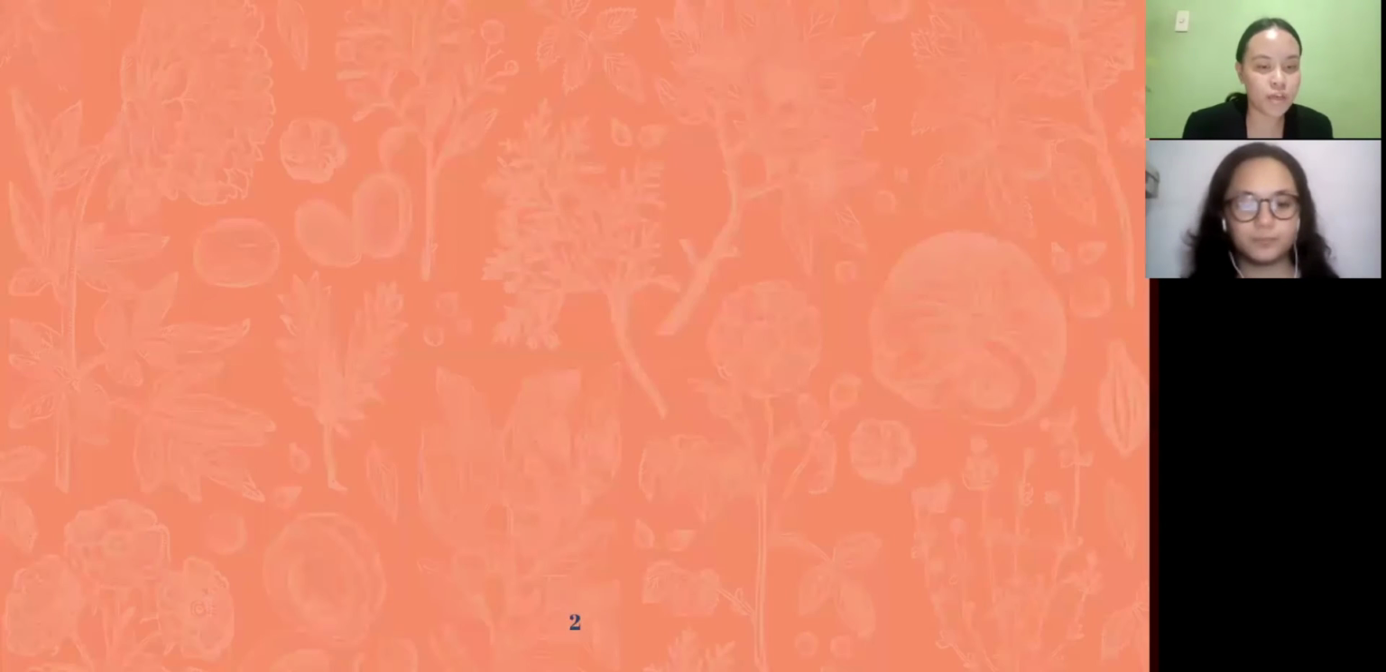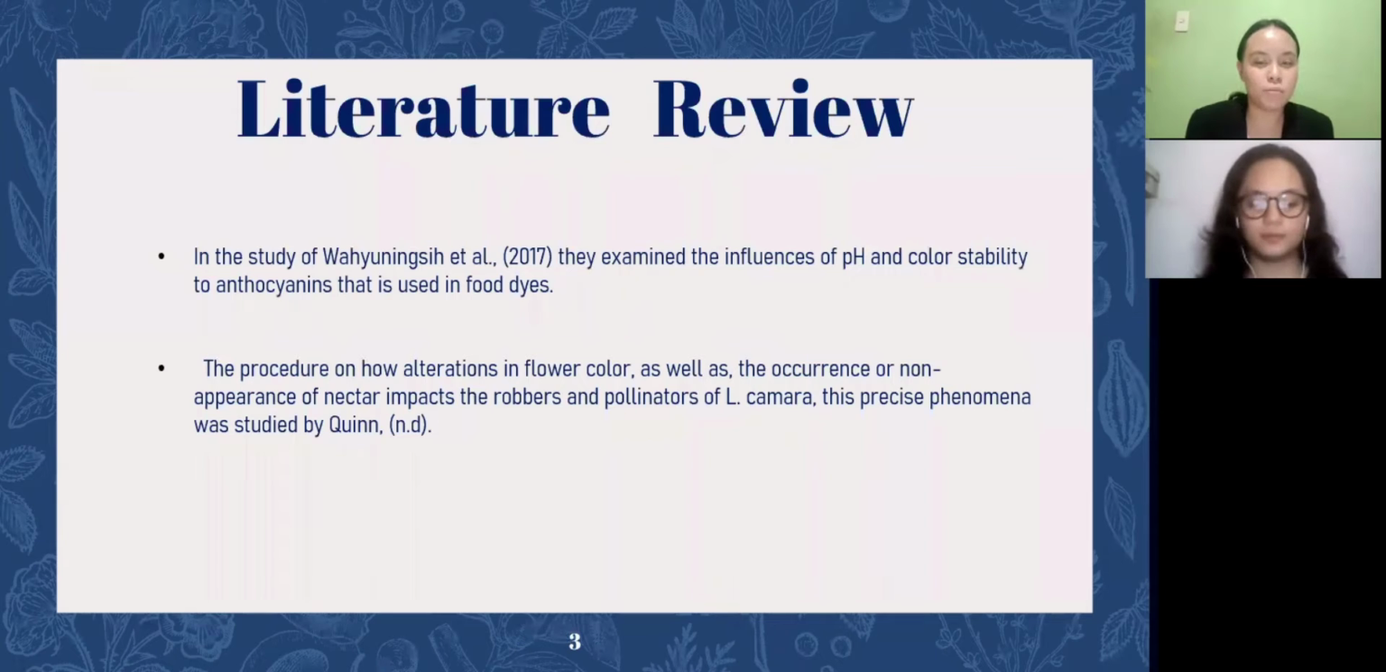For the literature review, anthocyanins are organically occurring pigments of red and purple. This supplies an excellent color that is broadly applied in numerous productions. With that in mind, the objective of the first study is to examine the influences of pH and color stability of anthocyanins that are used in food dyes. The anthocyanins were effectively extracted by the researchers from a rose red flower using the maceration method. The outcomes showed that anthocyanins are constant at a low pH level, and this would display the color red. On the other hand, at high pH, anthocyanin displayed a change in its coloration, turning blue. After the investigation, the researchers concluded that anthocyanins can be utilized as food dye.